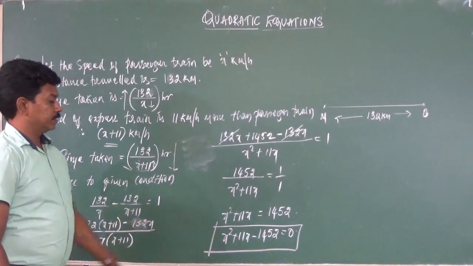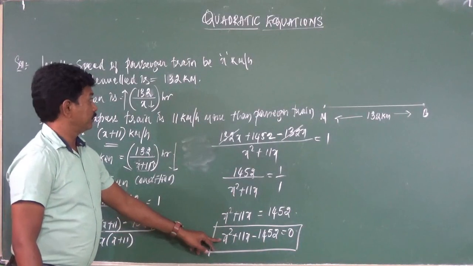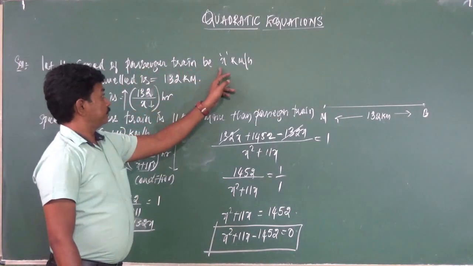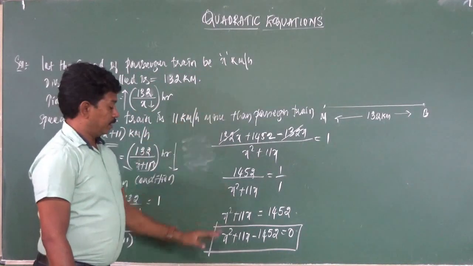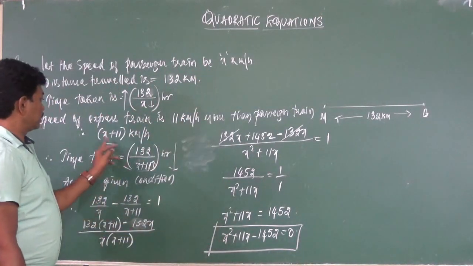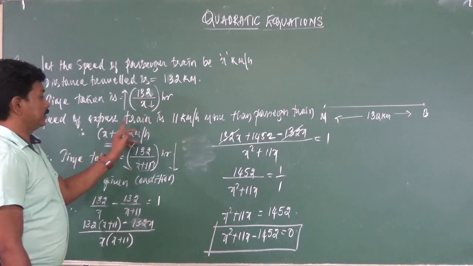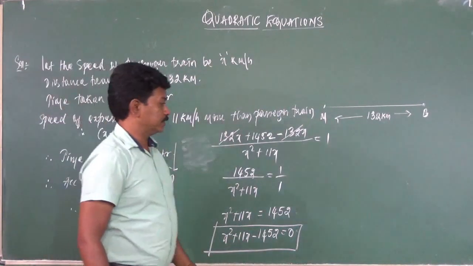You have to solve this. You will get the positive value of x. So that will be the average speed of the passenger train. And if you add 11 to that, that becomes the average speed of the express train. I hope you will do this.